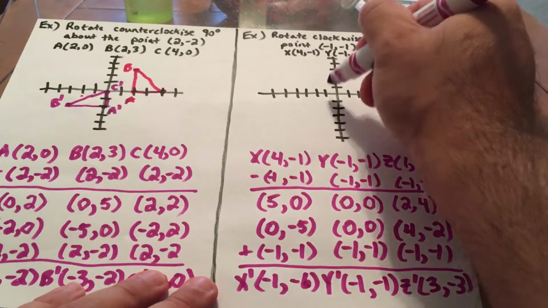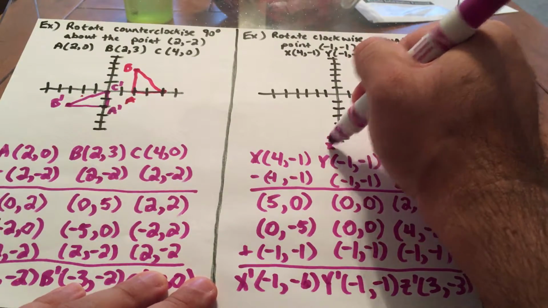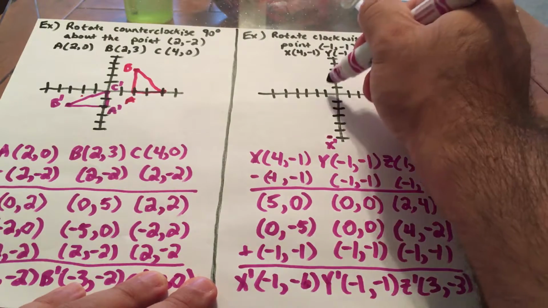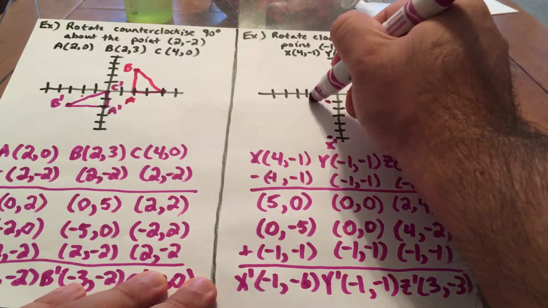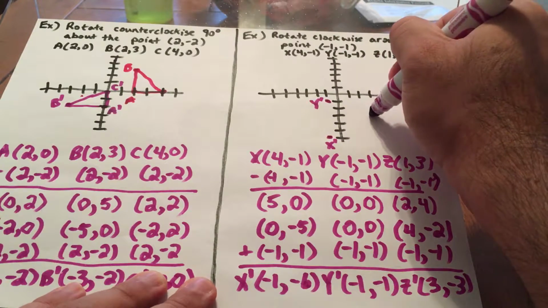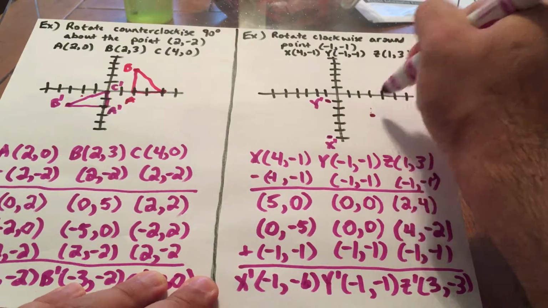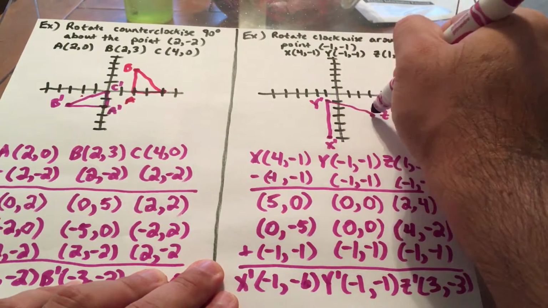If we wanted to plot those, negative 1 and negative 6 is down here. This is our X prime. Negative 1 right here. That's Y prime. And then over 3, down 3 right here is our Z prime. So this is our transformed image.